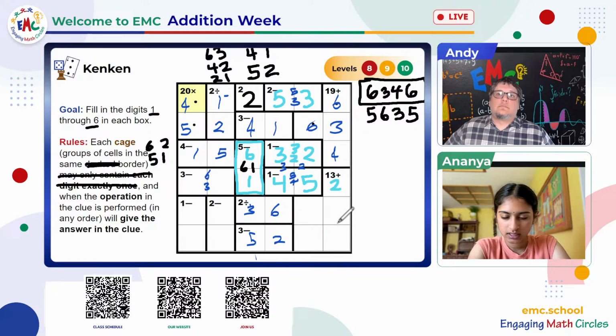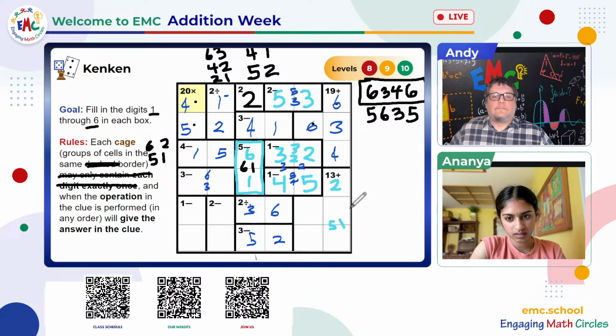3, 6, 5, 2. So that's... These have to be 5 or... based on the column. Oh, I was looking at the row. My bad. 5 or 1, which forces it to be 2, 5, 1, 7, 8. So the other two have to be 3 and 2.